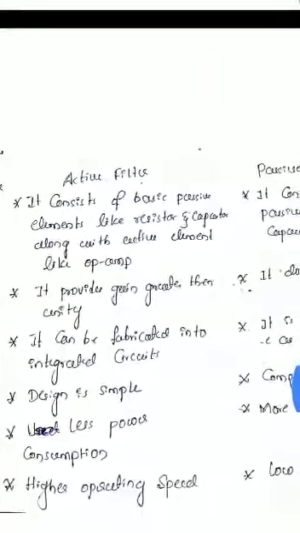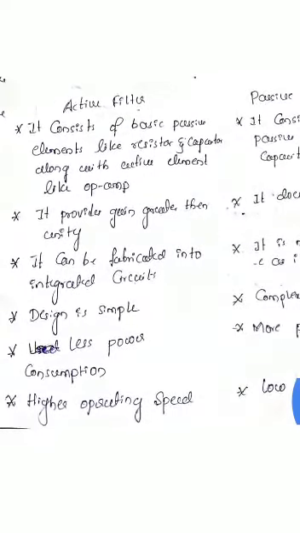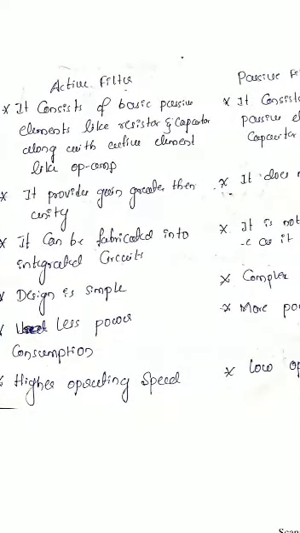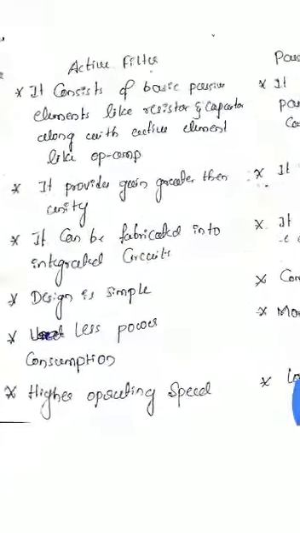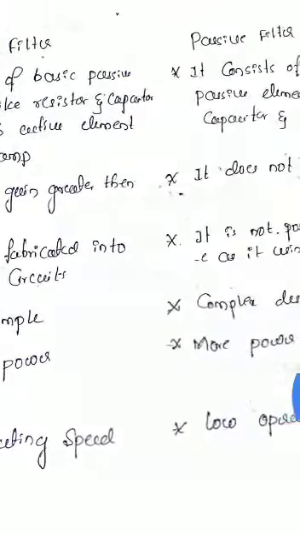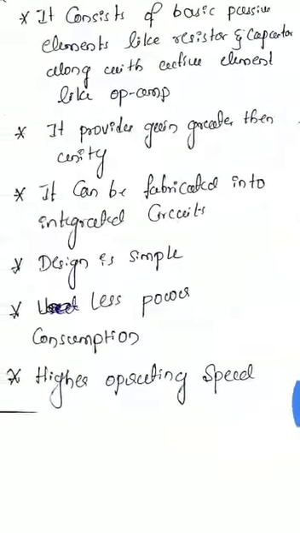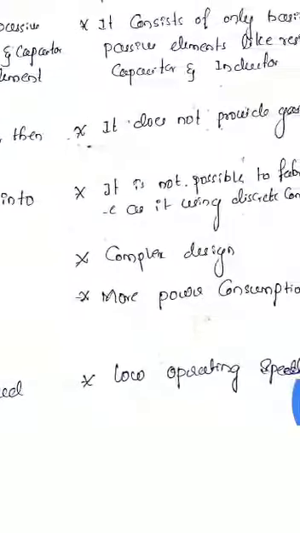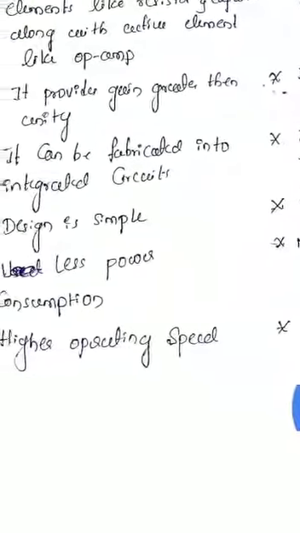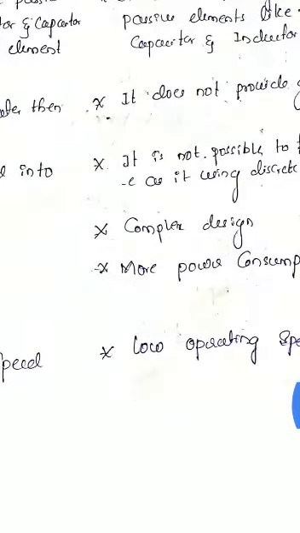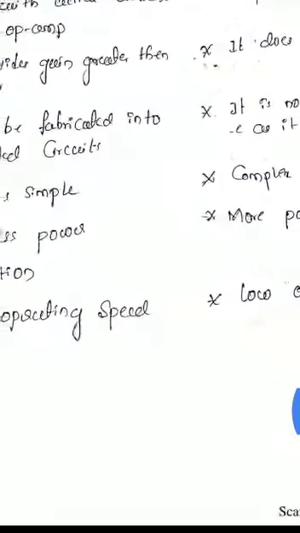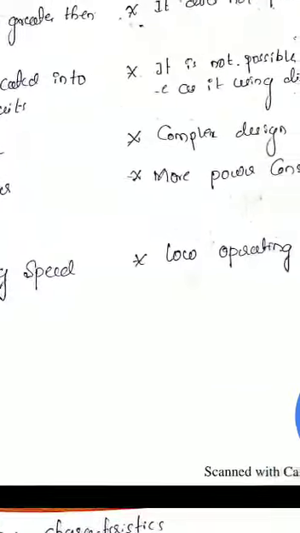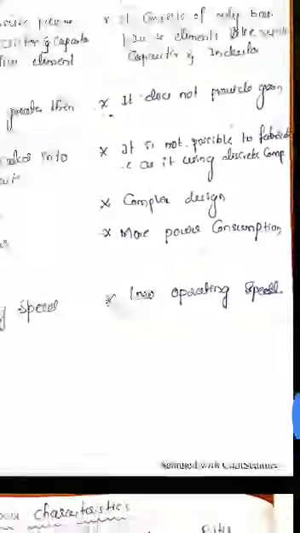Next is the difference between the active and passive filter. Active filters consist of active elements like operational amplifiers along with the passive elements, whereas passive filters consist of only passive elements. Active filters provide a gain greater than unity, and passive filters do not provide any gain. Active filters can be fabricated in integrated form, whereas it is not possible to fabricate passive filters in integrated form. The design of active filters is simple, while the design of passive filters is complicated. Active filters use less power, while passive filters have more power consumption. Active filters have higher operating speed and passive filters have lower operating speed.